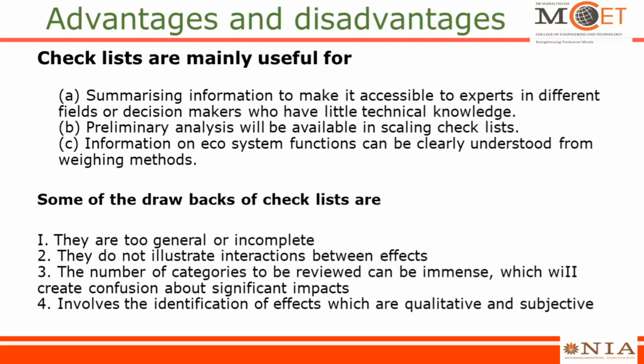It involves the identification of effects which are qualitative and subjective. So you are going to identify the impacts, and you are going to make only a qualitative assessment. We are not making a quantitative assessment. How much impact is going to come, those things may not be identified. The magnitude of the impact may not be identified so easily in these types of checklists, which is one of the drawbacks of this method.